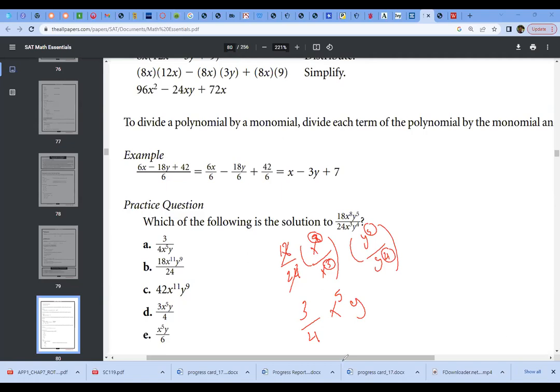Which one is this? It's D. It's D, right? Yes, so it's D. He was right, or she was right.